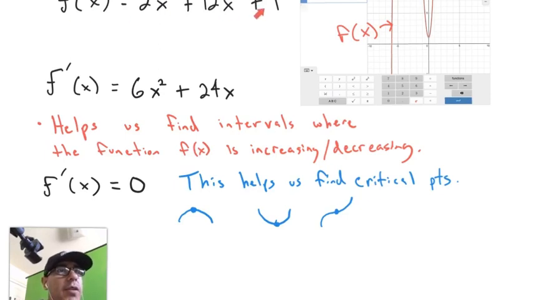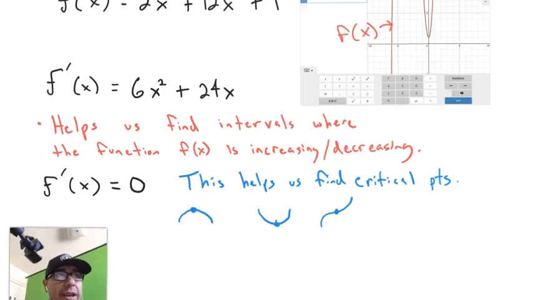We have this function here, and what I did is I had Desmos go ahead and graph it for you. We're looking at a whole bunch of things. We're trying to see where the intervals show the graph increasing or decreasing, and that's the first thing I want to look at. How do we find where the graph is actually increasing or decreasing?